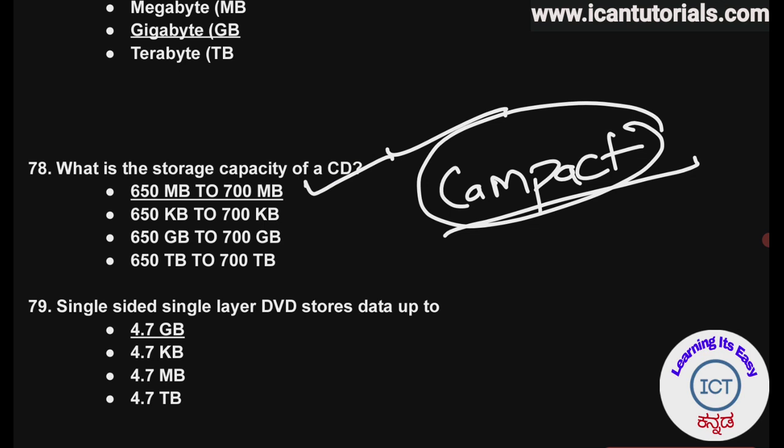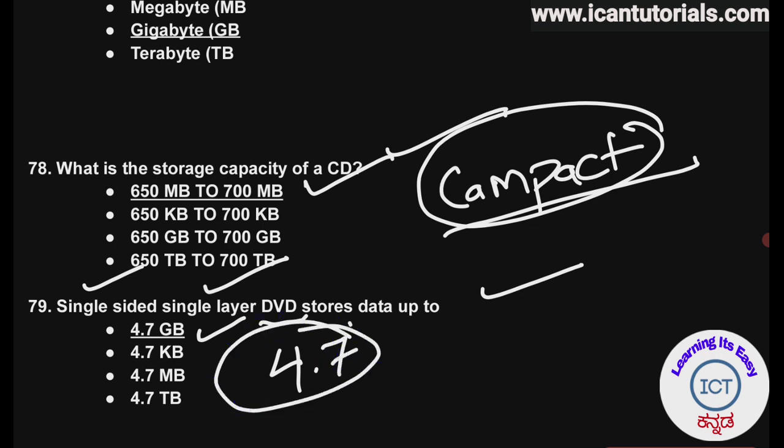And the 79th question is single-sided, single-layer DVD. DVD stands for Digital Versatile Disk. DVD stores data of up to 4.7 GB, that is 4.7 gigabytes of data. And here you have to notice that it is single-sided and single-layer. A single-sided, single-layer DVD stores 4.7 GB of data.